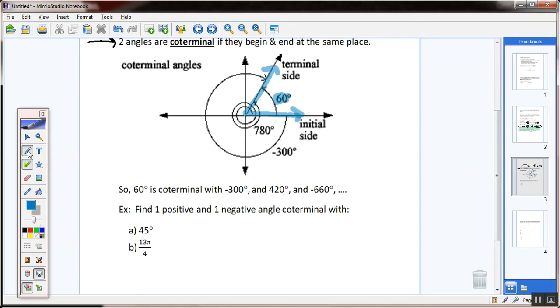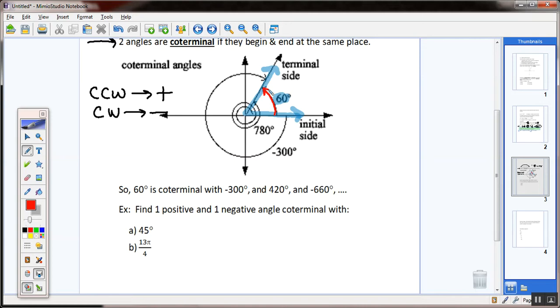What direction did I move from the initial side to the terminal side? Counterclockwise. Anytime you're talking angles, anytime you move in a counterclockwise direction, you're moving in a positive degree or positive radian direction. So if counterclockwise means the number's going up, what does the opposite mean if we start rotating clockwise? Negative numbers, right? Clockwise means you're moving down in degree value. This angle of 60 degrees, I move counterclockwise 60 degrees, no problem.